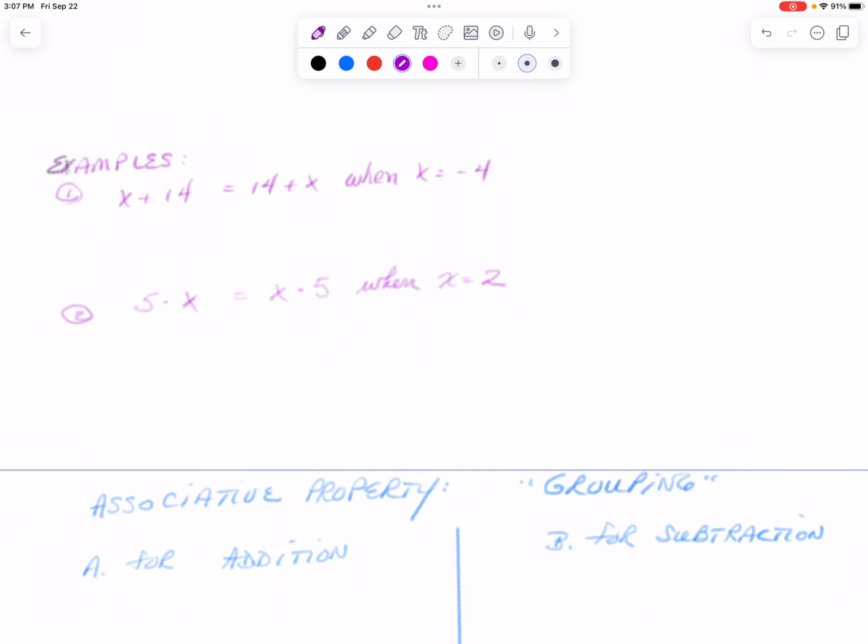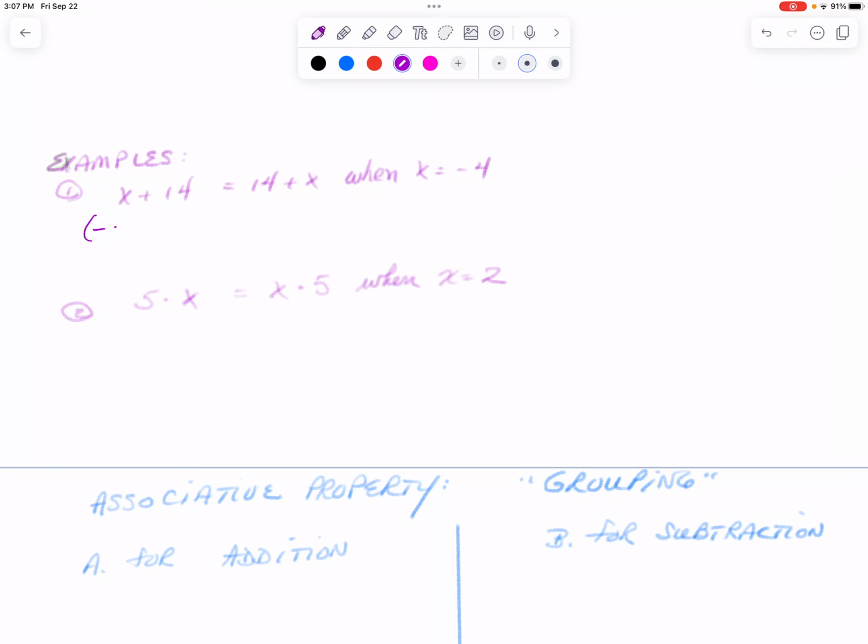Is x plus 14 the same thing as 14 plus x when x is equal to -4? On this side we get a positive 10, and on this side we also get a positive 10. So there's an example of the commutative property of addition. And the second one: is 5 times x the same as x times 5 when x is 2?